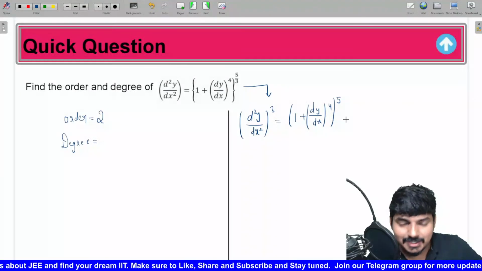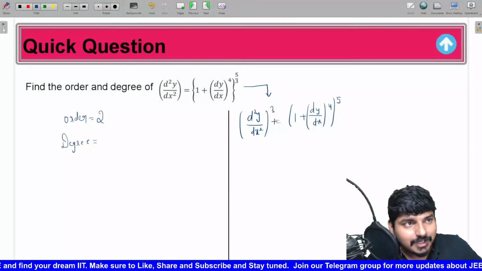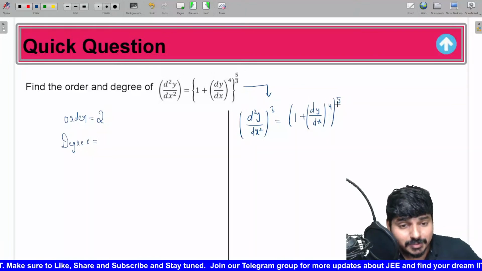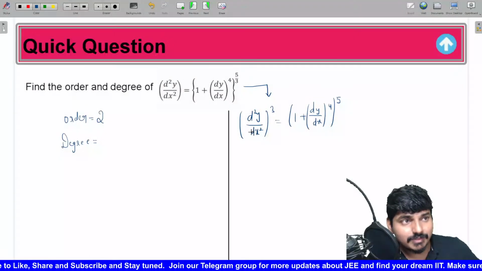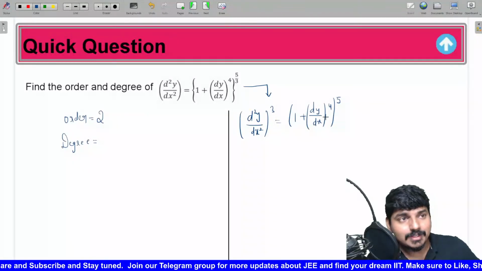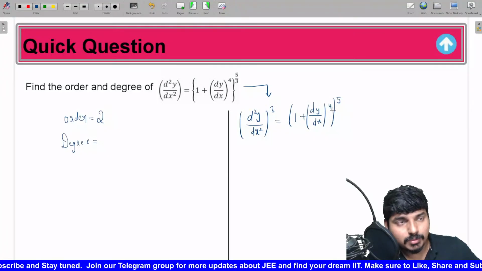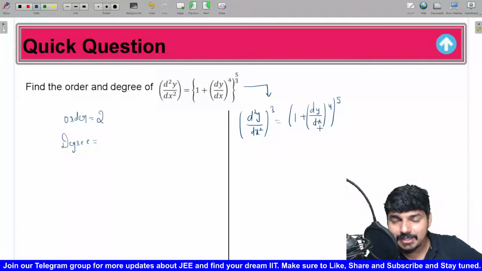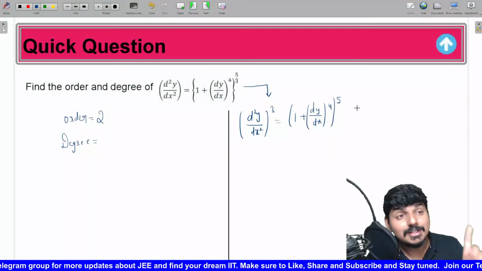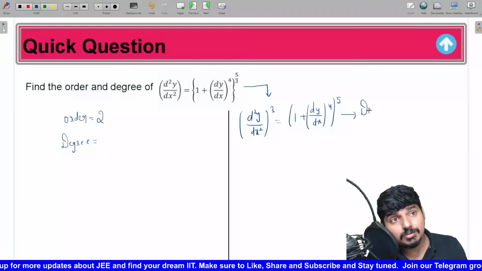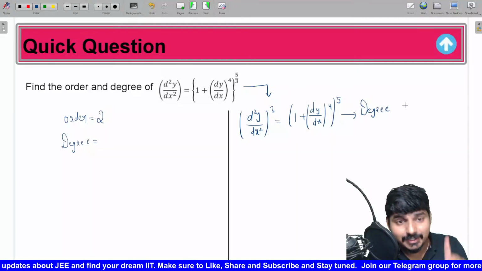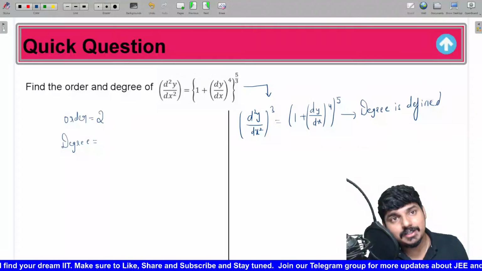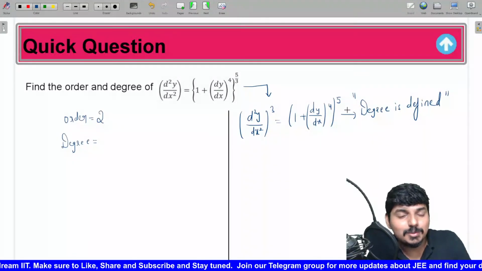Now you need to understand this very simple point that the power of the derivatives is not going to be a fractional power. For d²y/dx², the power is 3. When you expand (1 + dy/dx)⁴ with the power 5, whatever power you're going to get for dy/dx is not going to be a fractional power. So for this differential equation, what can we conclude? We can definitely conclude that the degree is going to be defined.